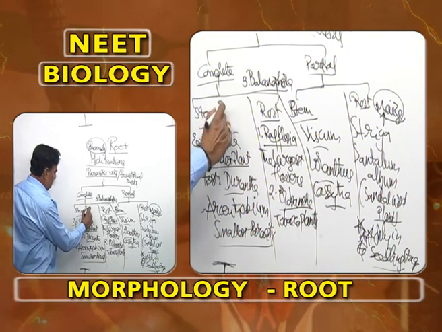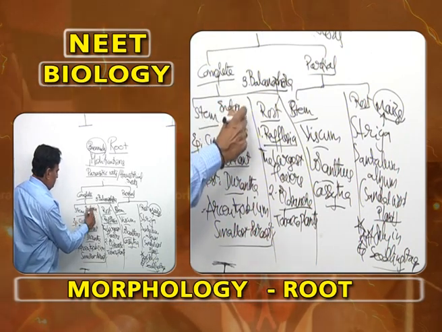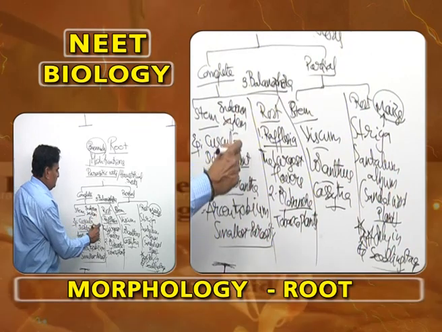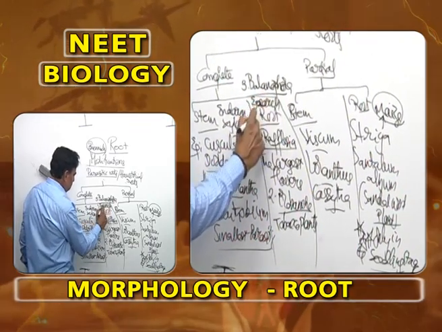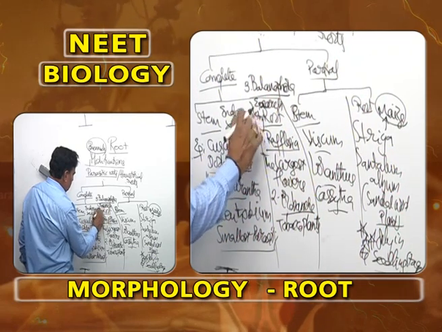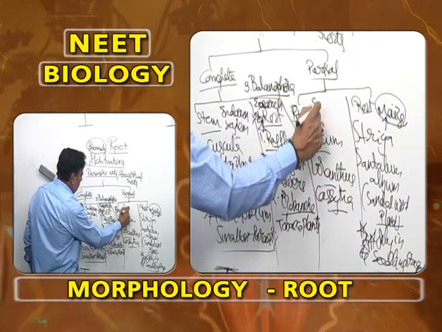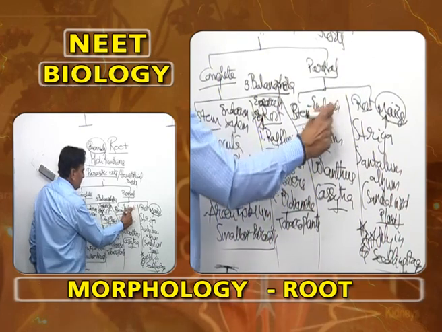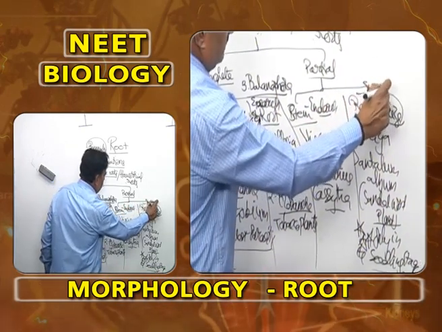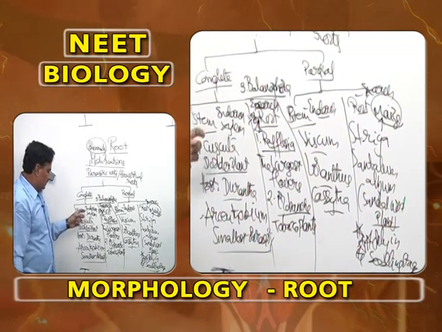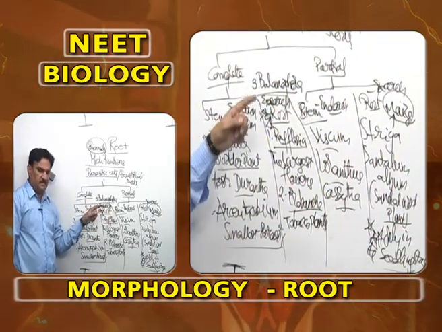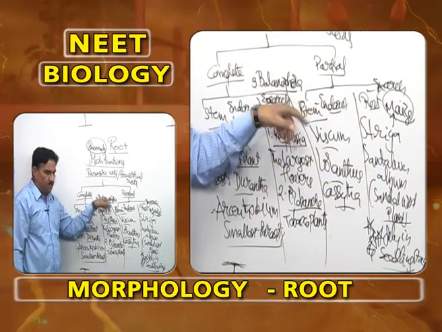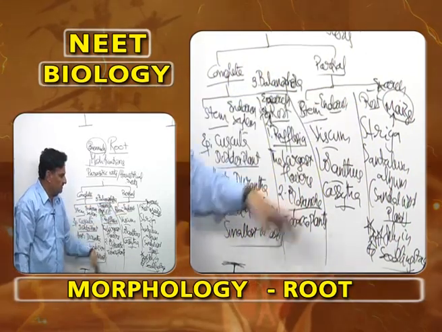In stem, they are attached to endarch xylem. This is also asked sometimes. In root, they are attached to exarch xylem. Exarch xylem. In stem again, endarch xylem. In root again, exarch xylem. So name a partial root parasite which is attached to endarch xylem. Name a partial parasite which is attached to exarch xylem.